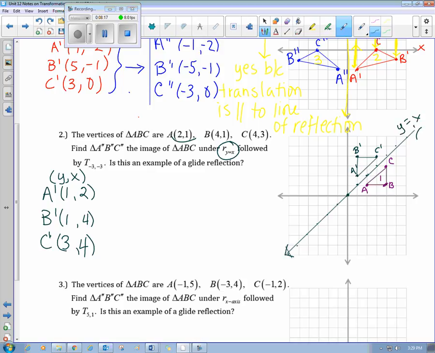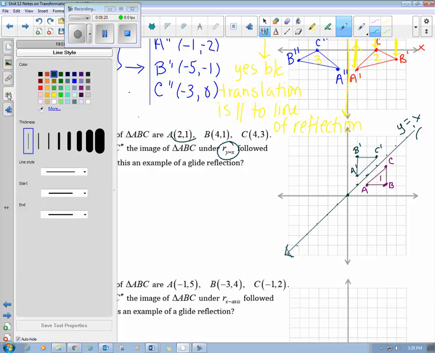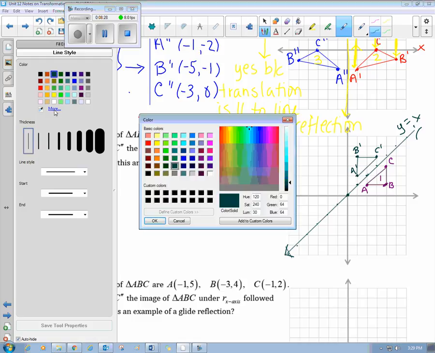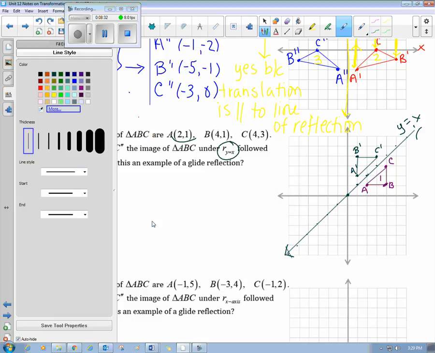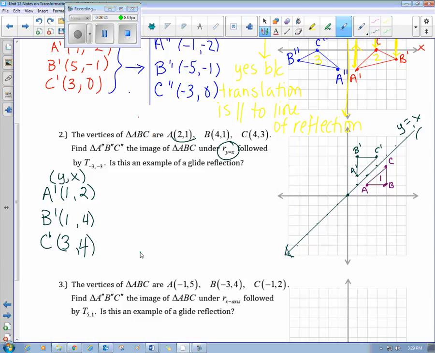The second thing that I'm supposed to do is a translation. And the translation is (-3, -3). So when I go through and do that translation, I'm subtracting 3 from both the x and the y values. So I'm basically doing x minus 3, y minus 3. So every coordinate gets 3 taken away from it.